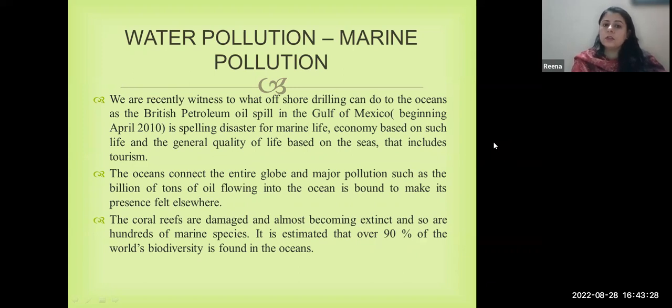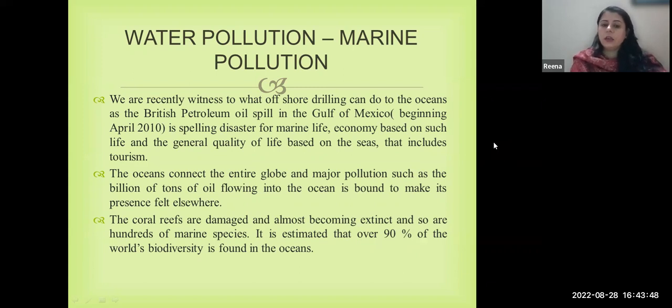And the oceans, which connect the entire globe, face major pollution such as the billions of tons of oil flowing into the ocean. So that is again a reason for marine pollution, and pollution from one border can transfer to the other border. So it is again a cause of transboundary water pollution.